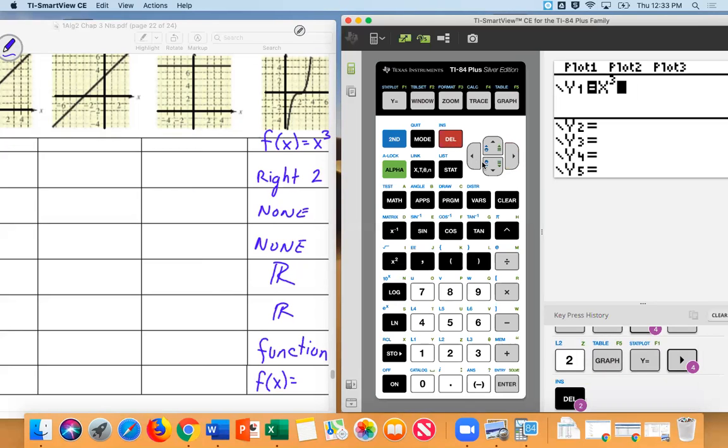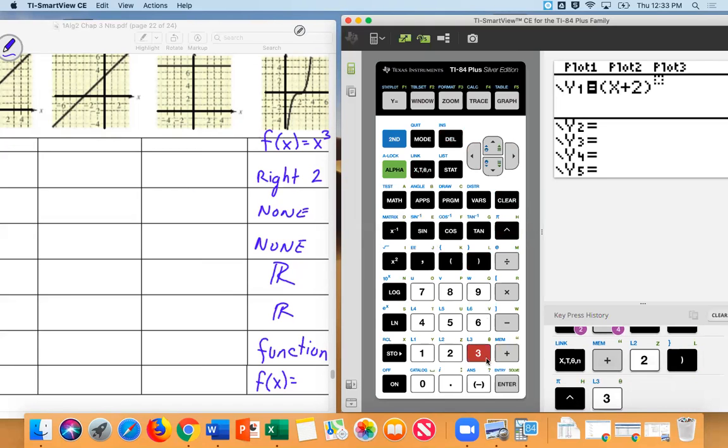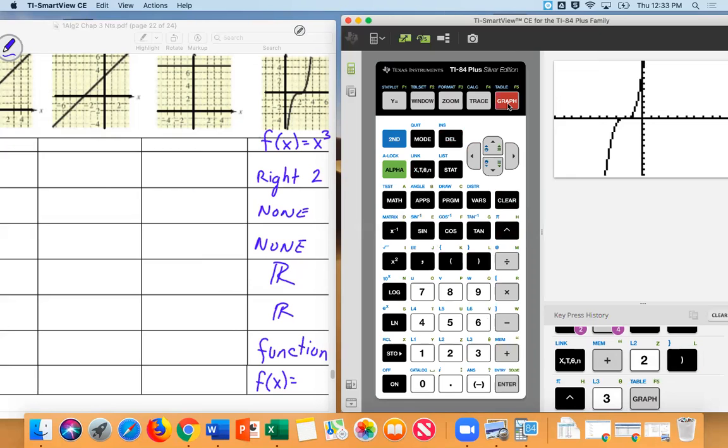But inside what? Well, there's a set of parentheses that go around the x, right? So let's put x plus 2 in there because we shifted it to the right, Jay, right? So x plus 2 cubed. Now let's graph it. Oh, you see how it goes the opposite way you're thinking? It was shifted to the right, and right's associated with positive, correct? But when I put that +2 in there, what did it do? It actually shifted it left.